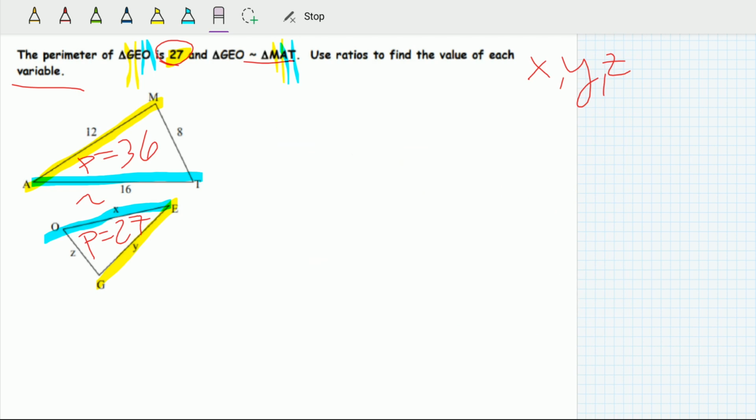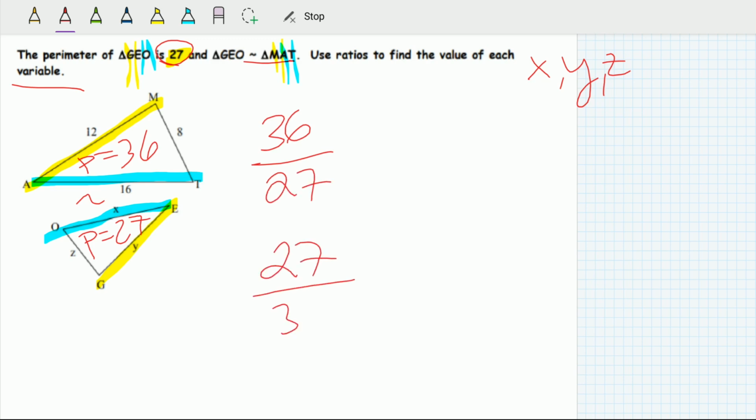So what I'm going to do now is figure out the ratio or the proportion, the scale factor, sorry. So 36, 27, and then I'm going to do the other one just to see what decimals we're ending up with. So 36 divided by 27 gives me 1.33 with a little bar on top. And then 27 divided by 36 gives me a nice even 0.75.